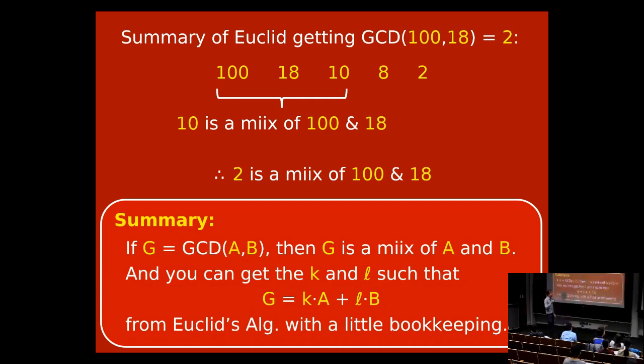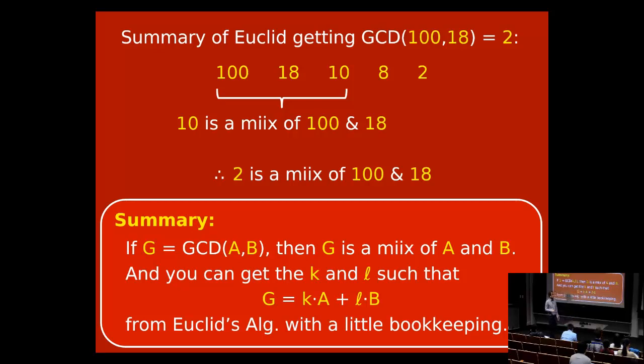OK, so I won't do a long proof or anything. But the summary is that if you have A and B, then their GCD G is always a mix of them. And you can get it by running Euclid's algorithm on A and B and getting down to G, and then doing all these fact 1, fact 2 observations all the way back to the beginning. And so in particular, not only is it a mix, you can actually find what the mix is, like what K you need and what L you need from Euclid's algorithm if you just do a little bit of bookkeeping as you go along.